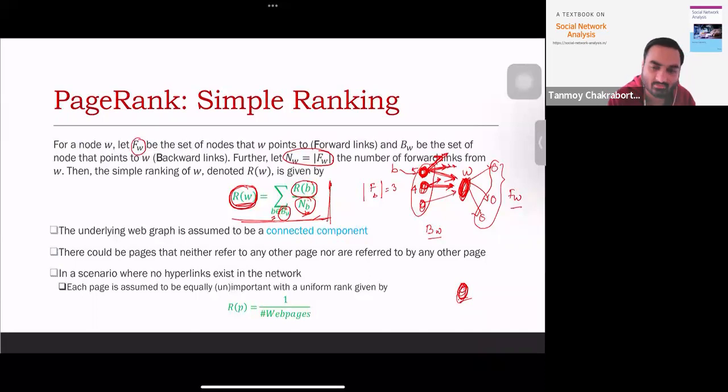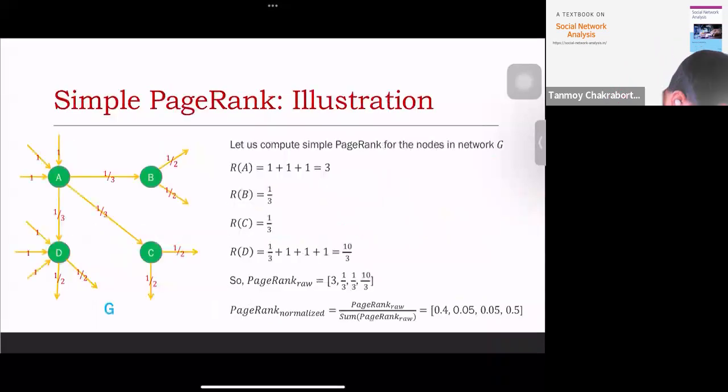Now, what is this probability? Let's assume that all the web pages on the internet are equally likely to be opened, to be browsed by somebody. So the probability is uniform probability, which is 1 by n, where n is the number of nodes present here. Okay. So now here's a numerical example, as you see.